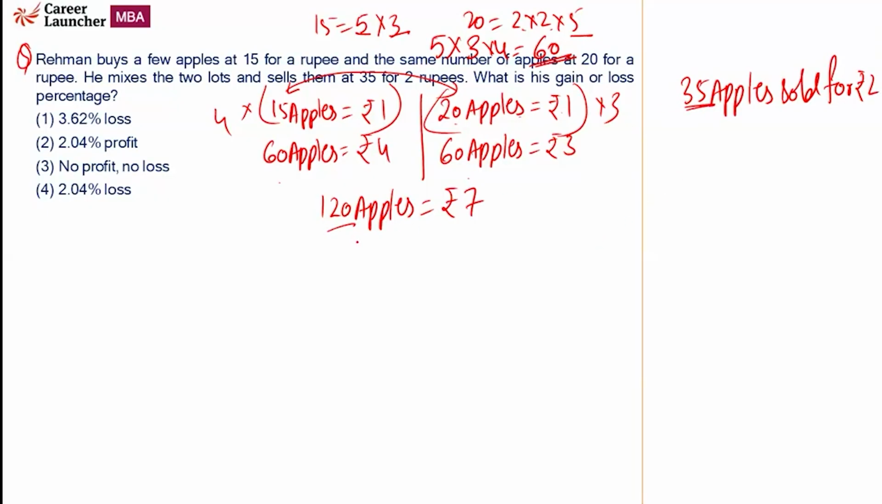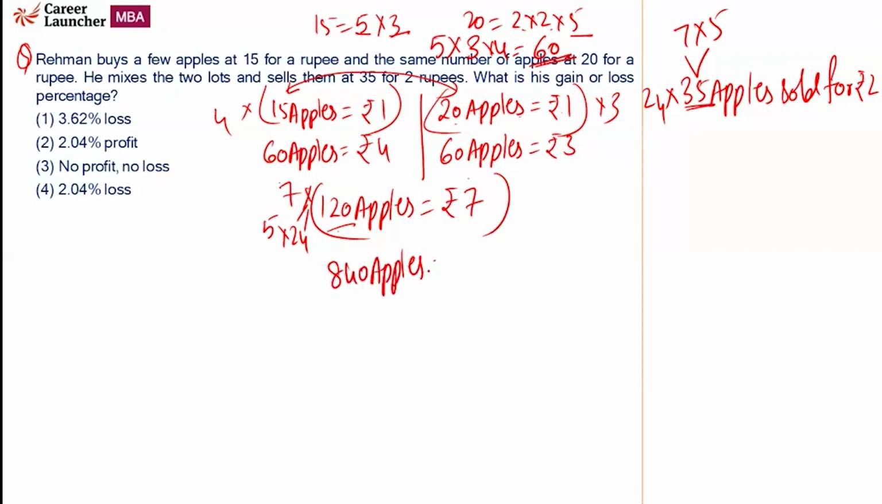So why don't I convert them into a number which is a common multiple? So 35 is 7 into 5. Do you agree? And 120 is 5 into 24. So I will multiply this by 24, and I will multiply this by 7. Do you agree with it? So 840 apples you are going to buy for ₹49. Okay.